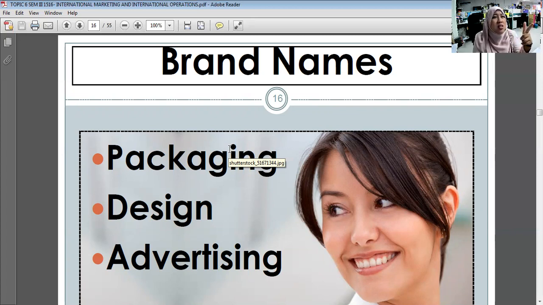Examples: brochure, banner, leaflet, pamphlet, card, business card. What else? Flyers, yellow pages, which is from the old days. Maybe the Star newspaper, New Straits Times newspaper, magazine. So this is all about below line advertising, using paper.